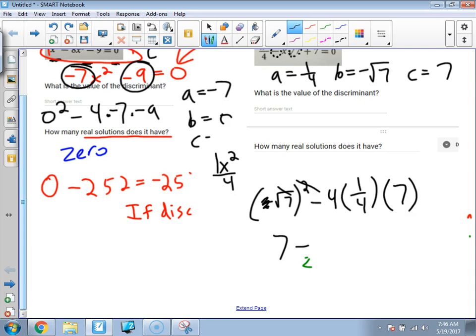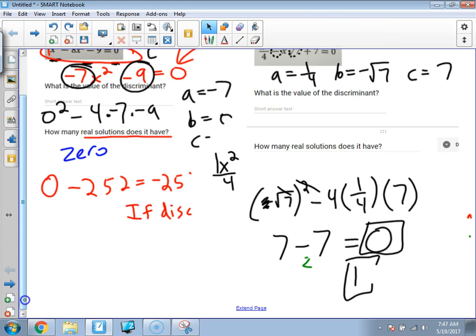Minus, now let's do the multiplication before we do the subtraction. 4 times 1/4 times 7, if you did this in your calculator, you'd find it is 7. 7 minus 7 equals 0. So how many real solutions does it have? 1. Done. This is what 22.3a deals with.